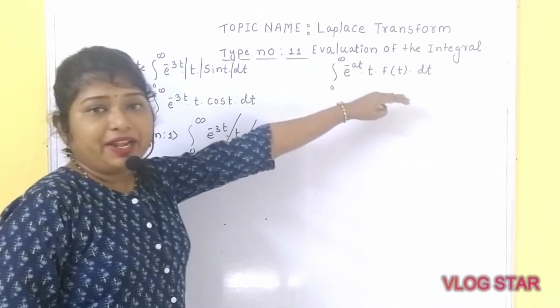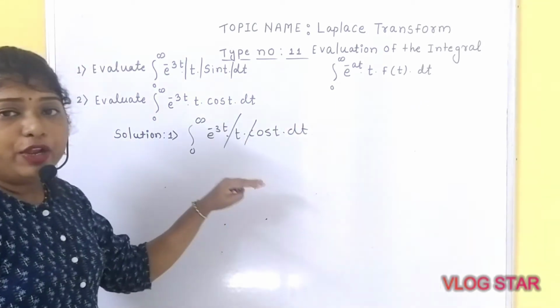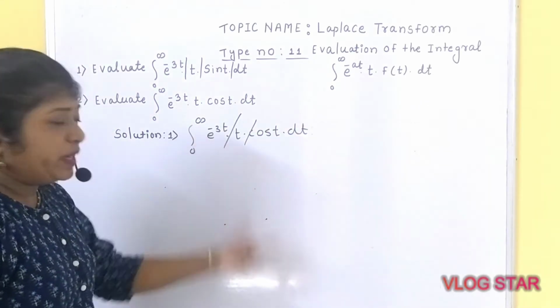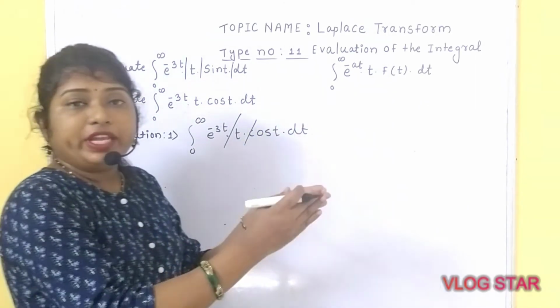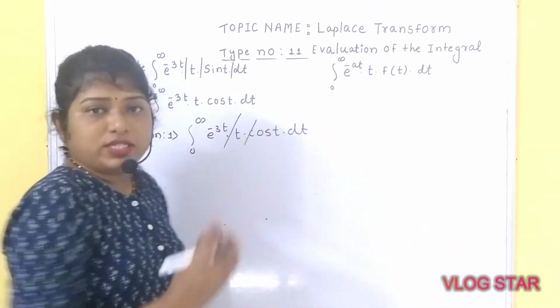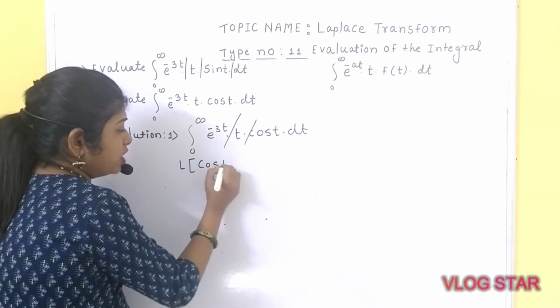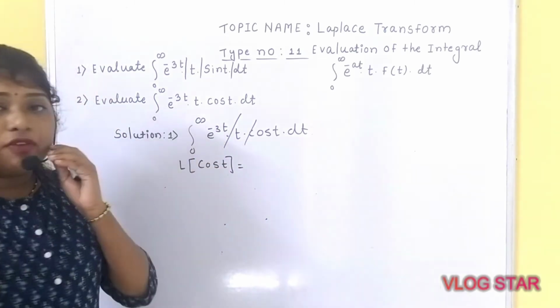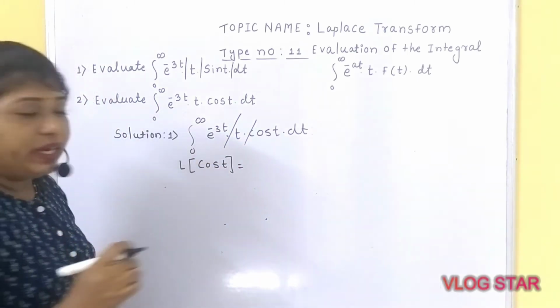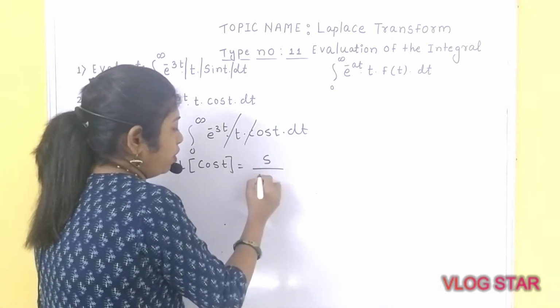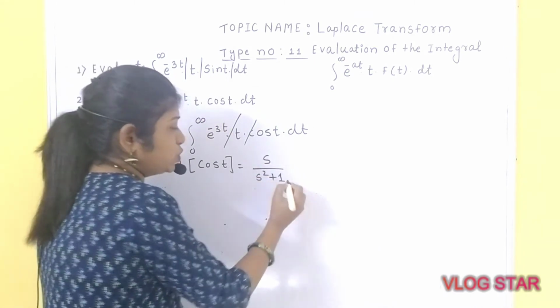So as per the standard formula, what is the value of f of t? In this particular example, f of t is nothing but equal to cos t. So let's begin with Laplace of cos t. What is Laplace of cos t? Which is nothing but equal to s upon s square plus 1.